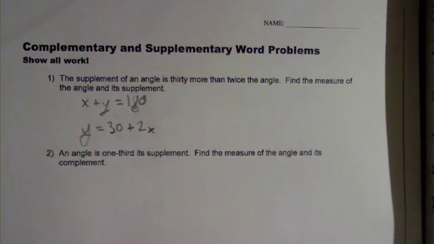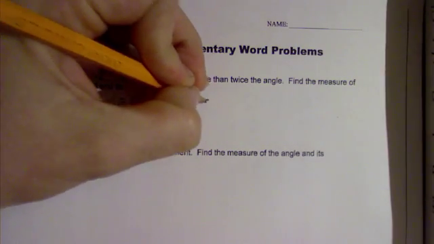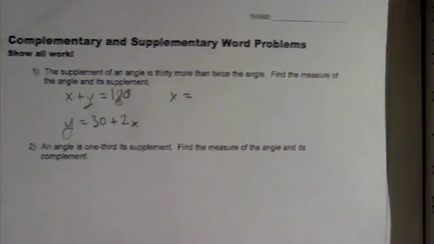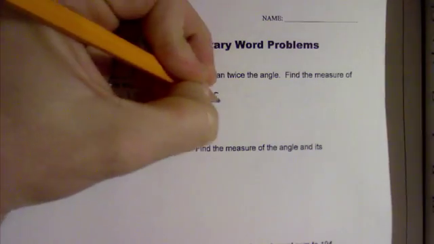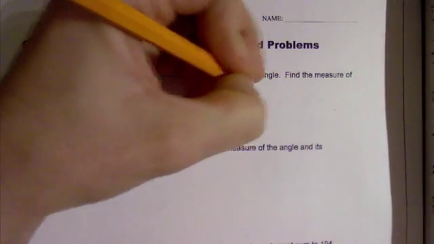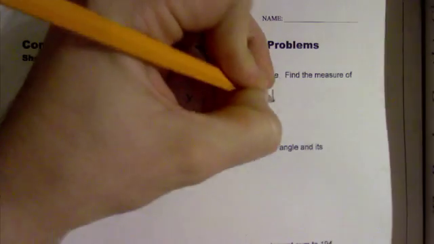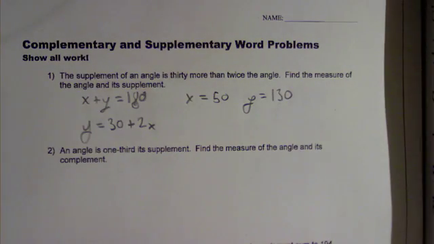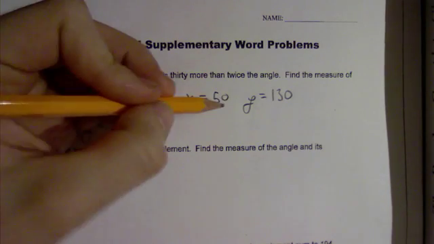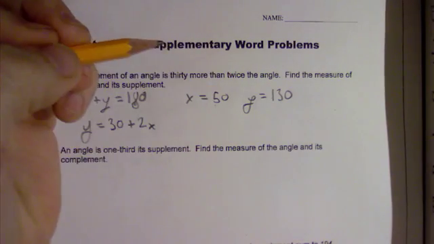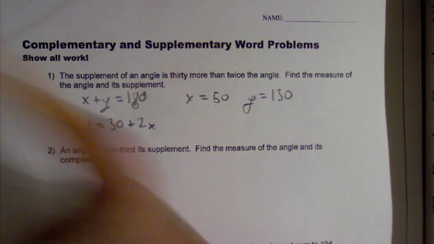Now let's go back to our original, and I'll write these down. So I just found that x is equal to 50, and y is equal to 130. And let's check. Well, these two angles should be supplements. 50 plus 130 gives me 180, so that's good.